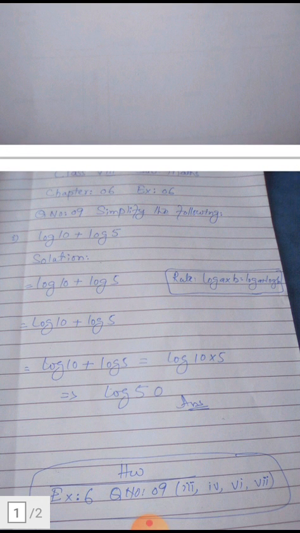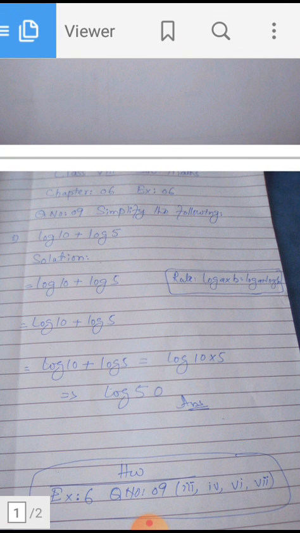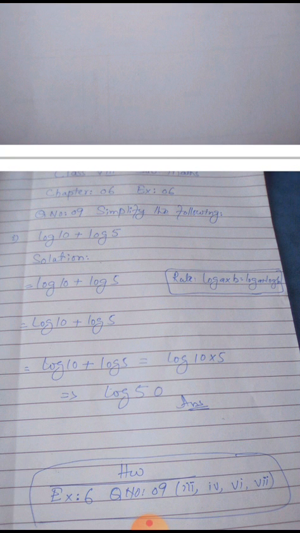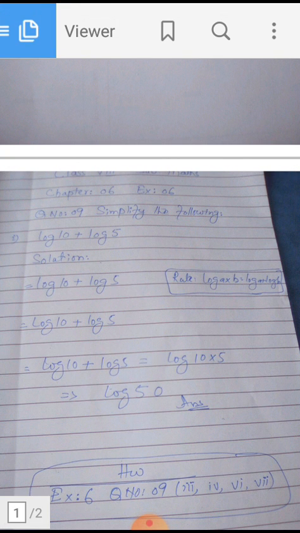So I am giving you homework: questions number 3, 4, 6 and 7 use the same rules of plus and minus. If there is an addition in the question, then you have to multiply the logs. If there is a subtraction in the question, then you have to divide the logs. In this way you have to solve the remaining questions.